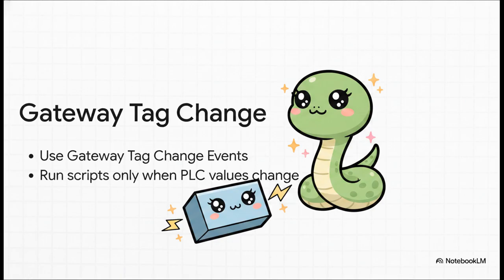See, we don't want a script just constantly flooding our database. We only want to save data when an actual event triggers it. For example, when a PLC sequence step changes from step 1 to step 2, that specific tag change is what triggers our Python script to wake up and do its job.